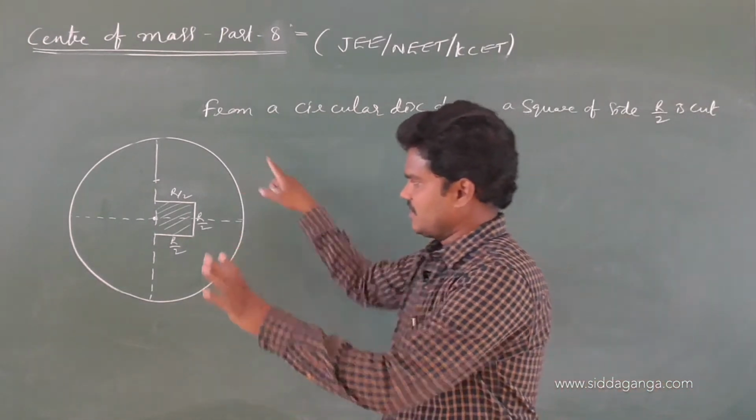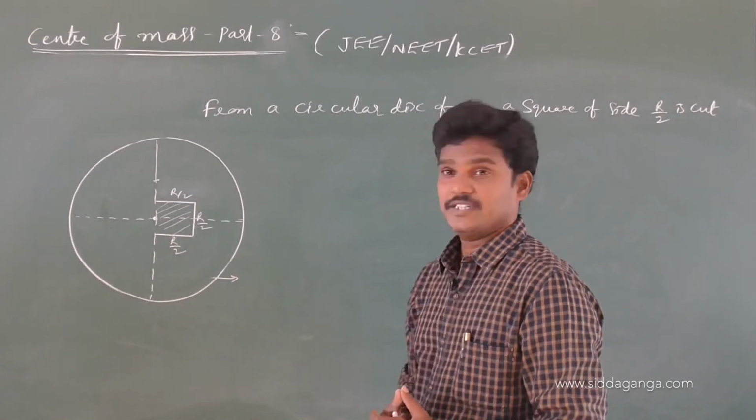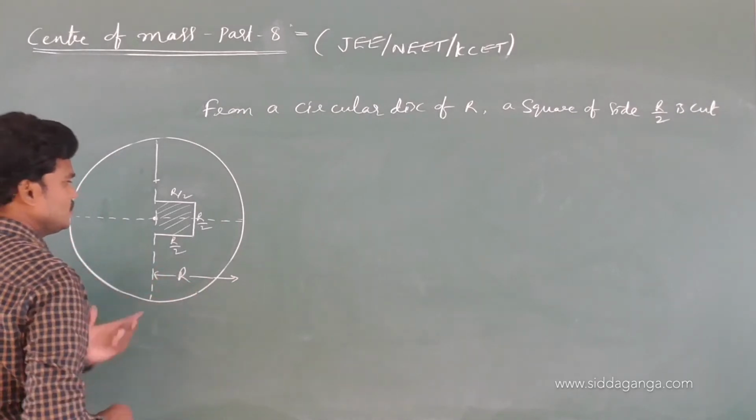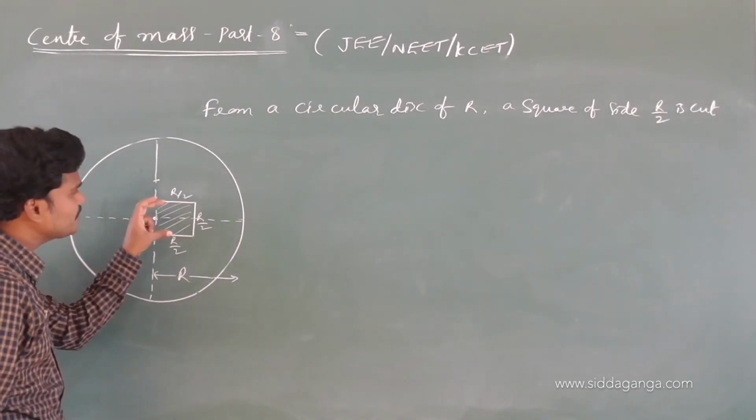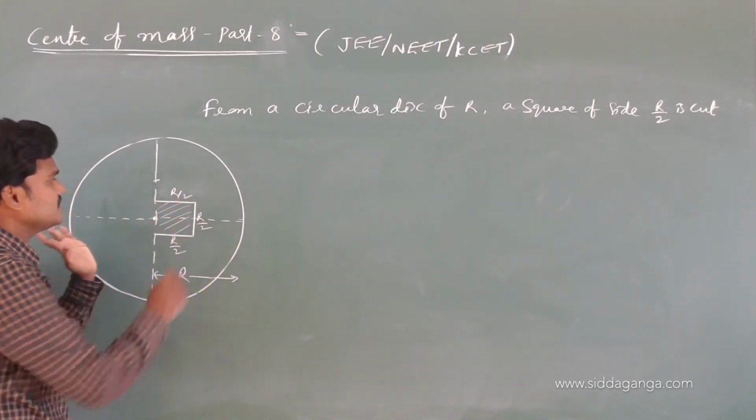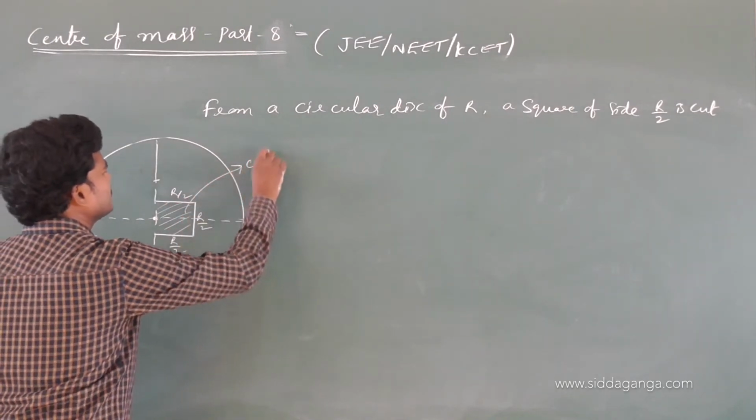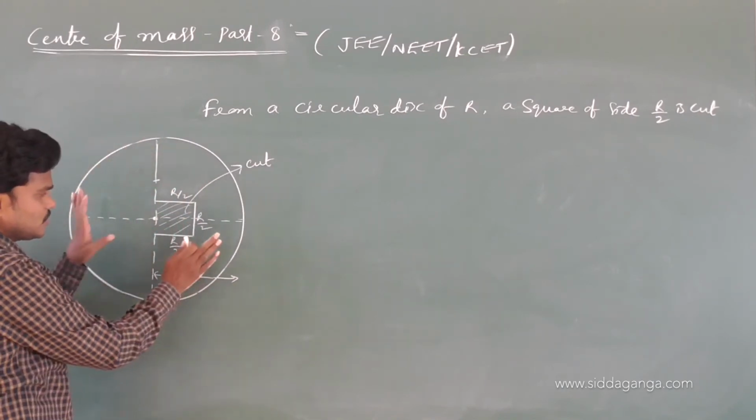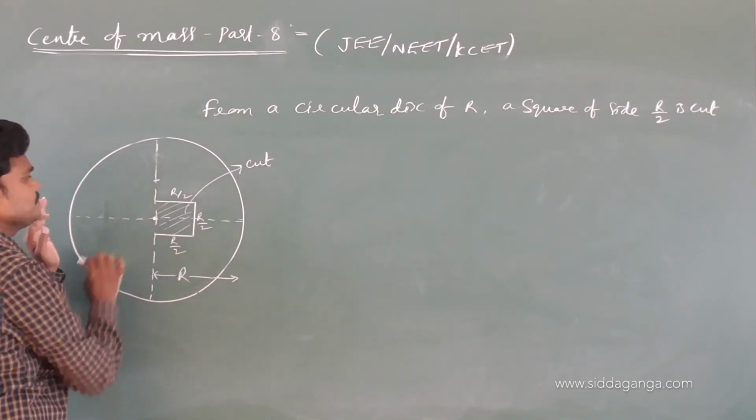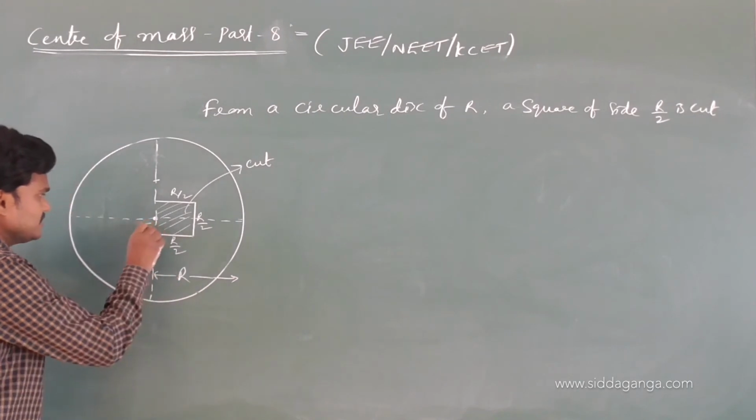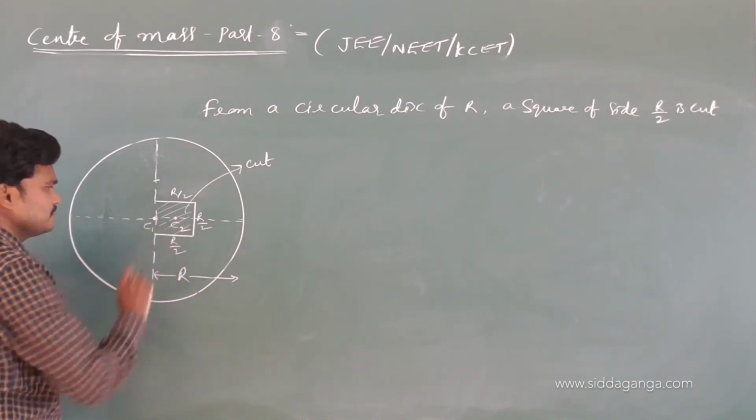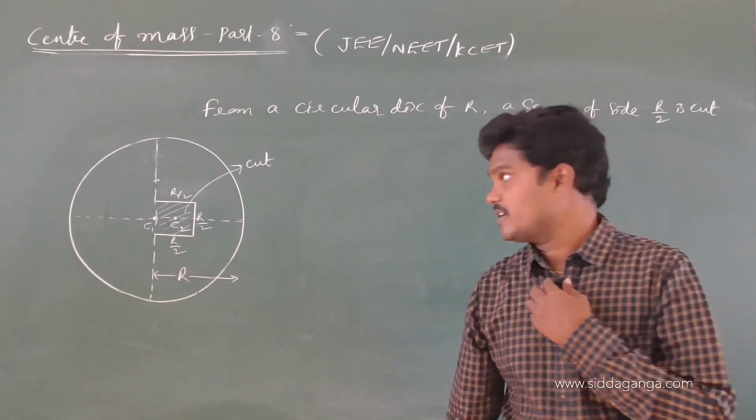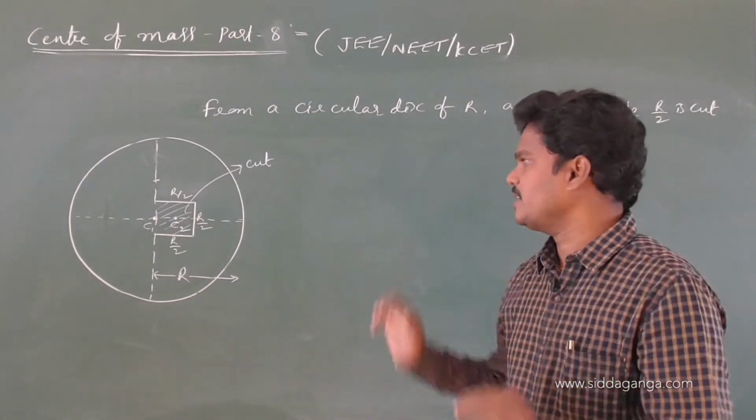They have given a circular disc whose radius is r. From this, a square plate of side r by 2 is cut. This is the square plate that is going to be cut. This is the removed part, and this is the remaining. This is the total mass disc. Try to solve this problem. This is C1 and C2. Earlier I was confused with the small diagram. Now it's clear.